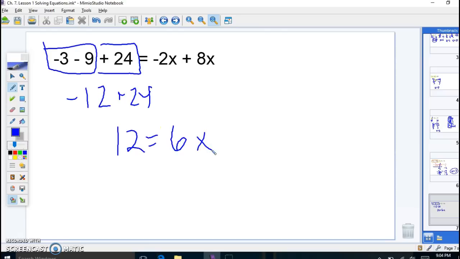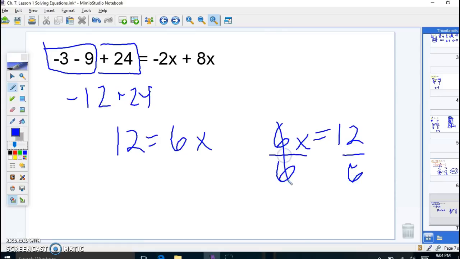Now, it does not matter what side the variable is on. This 12 equals 6x is the same thing as if I wrote it as 6x equals 12. So if you want to flip the entire equation so it looks like this, that's completely fine. From here, I have a multiplication problem. So I have to divide both sides because the inverse to multiplication is division. Divide both sides by 6, left with x. 12 divided by 6 is 2.